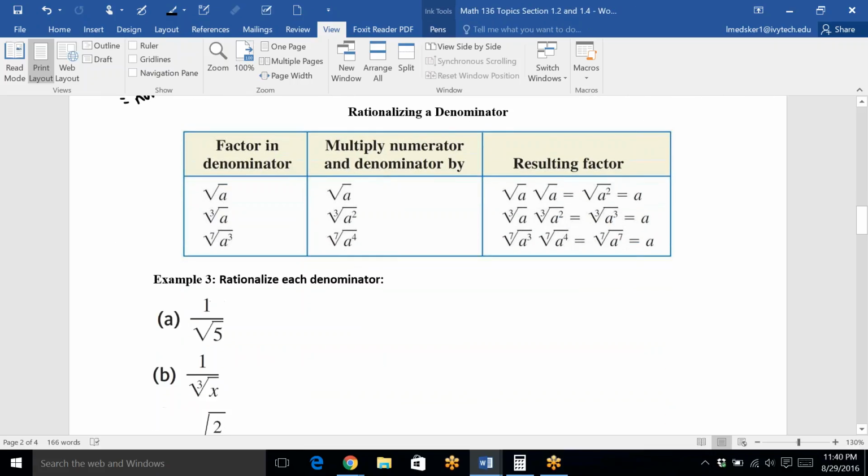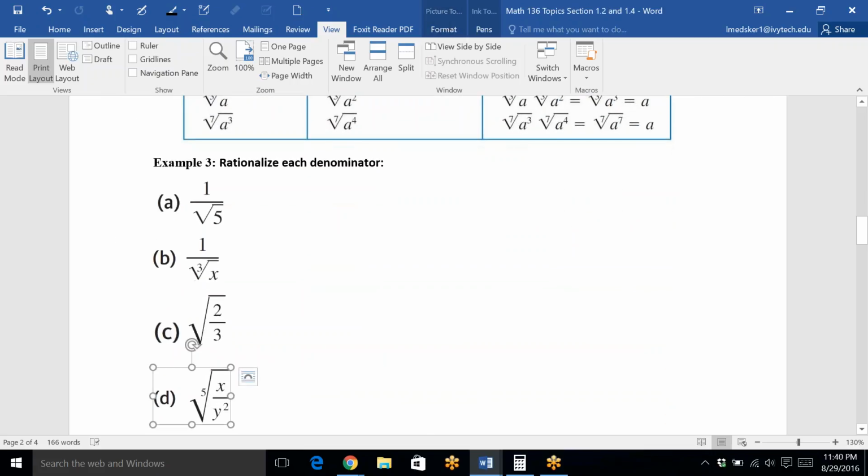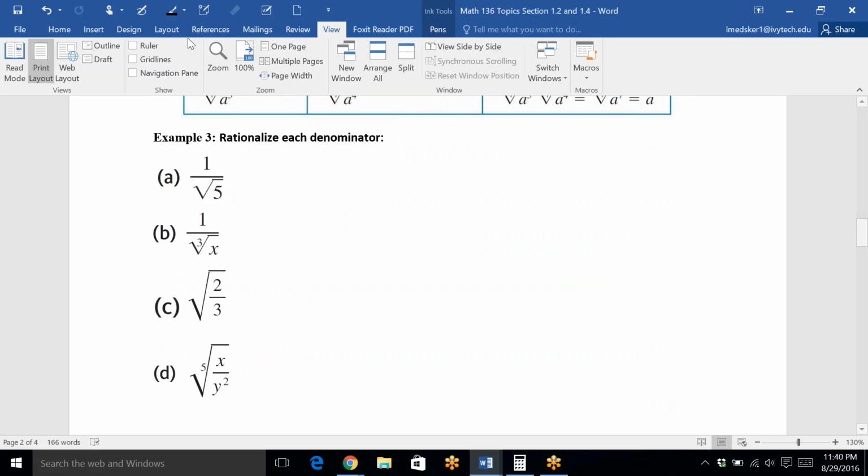Okay, we did a couple of the rationalizing problems in class. I'm going to do the ones that we skipped over. So we need to start off with C.